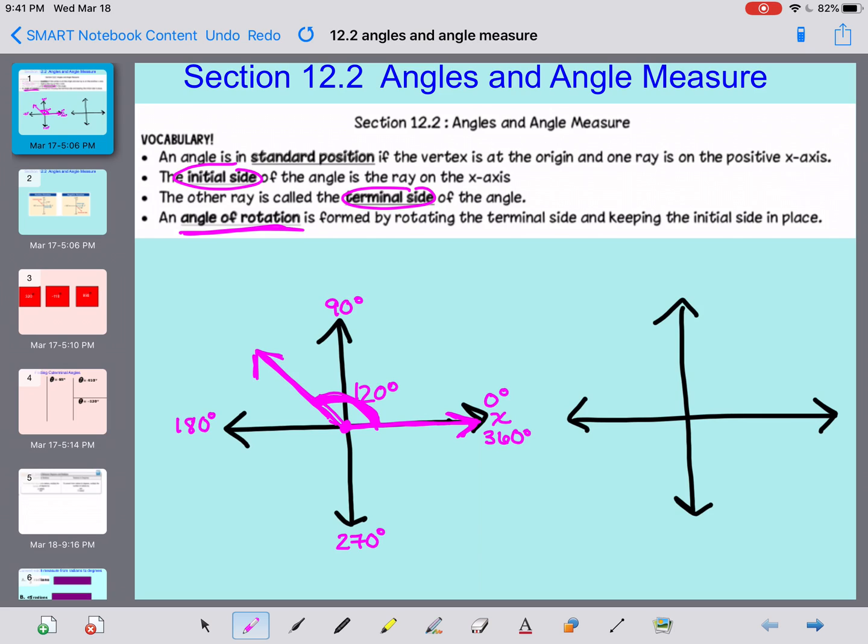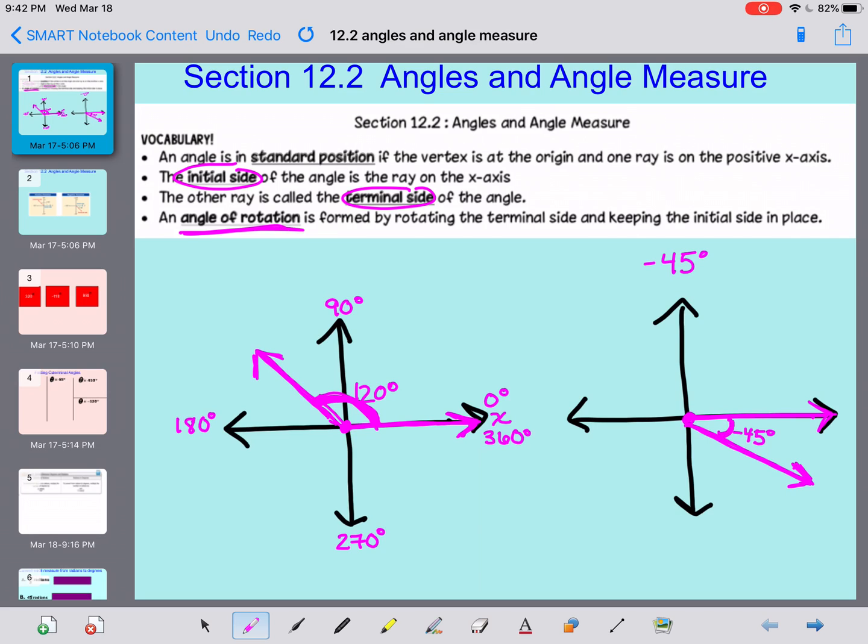A negative rotation, I'll do one over here. A negative rotation would go the other way. So let's say we're going to graph negative 45 degrees. So our initial side is here on the positive x-axis, always. I'm going to rotate clockwise, which is this way, negative 45 degrees. And then put in my terminal side. Think terminal like terminate, like it's the end. So initial side, terminal side. And I have that arc there, right?